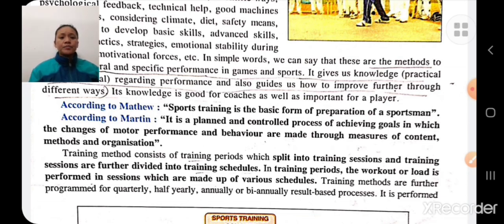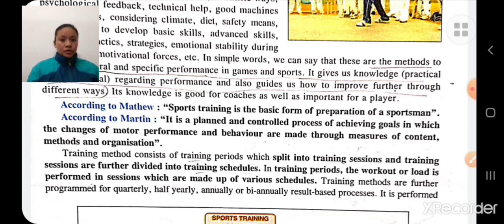In the training period, we make a training session like morning session, evening session, etc. And in the training session, we make a training schedule so that we can give them training according to that schedule. Training is a long-term process in which we give them practical as well as theoretical knowledge. Training is given in a systematic and scientific way by which their performance can be improved.